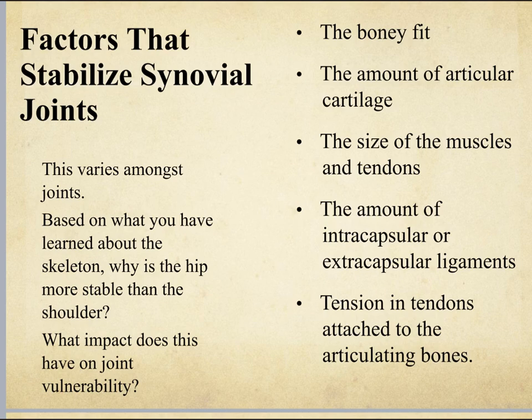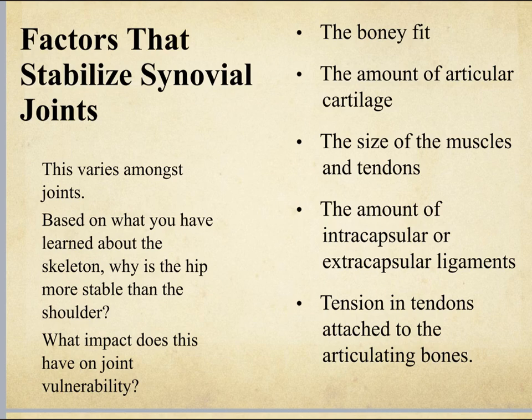So based on what you have learned about the skeleton, why is the hip more stable than the shoulder? What impact does this have on joint vulnerability? If you remember before, we see this common trend in biology, especially the human body, where we give a little to get a little, right? Like we introduced before with our skeletal lecture, in order to gain flexibility, we're going to give up stability. So here's that give and take.